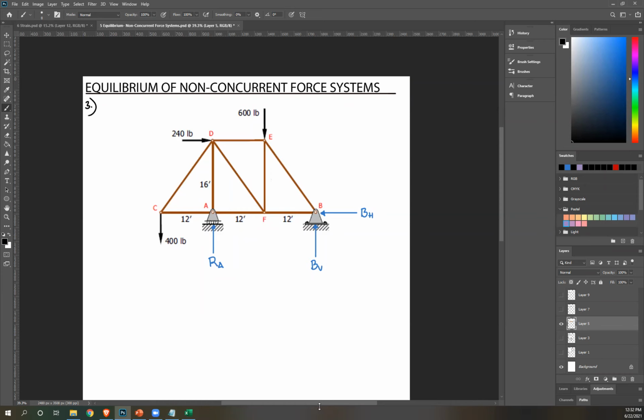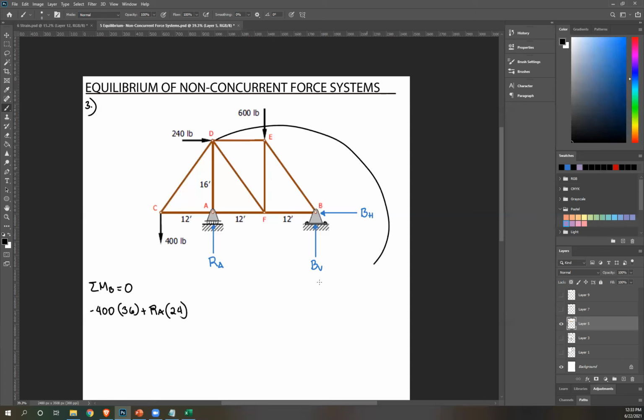We're going to start with moment. Okay, so you're going to choose whether at A or B. Doesn't matter. I'm going to choose B so that I can solve for RA. So summation of moment at B equals 0. Let's begin. 400, that's counterclockwise, so negative 400 times 12 times 3, that's 36. Next, RA, rotate clockwise, so positive RA times 12 plus 12, that's 24.